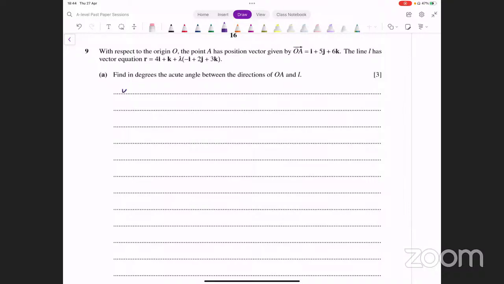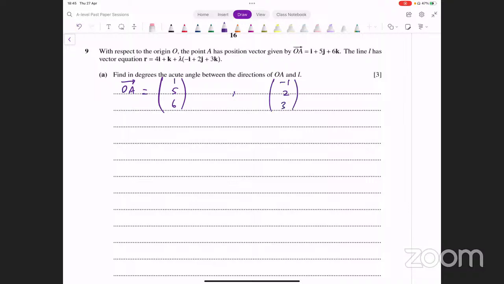अच्छा, OA vector तो आपको पता है क्या है? OA vector is 1, 5, and 6. All right. What about the direction of the line L? This is the direction, right? That is -1, 2, and 3.